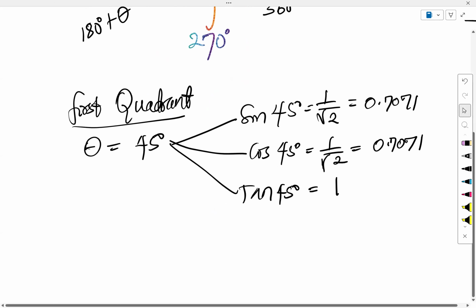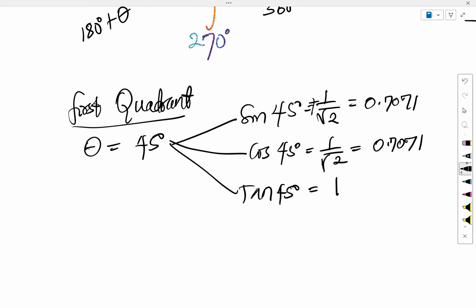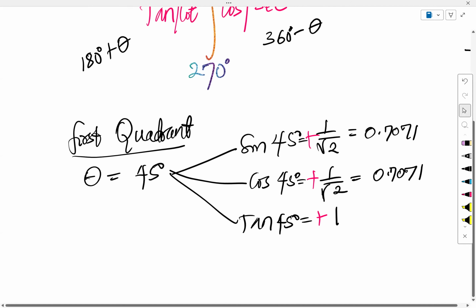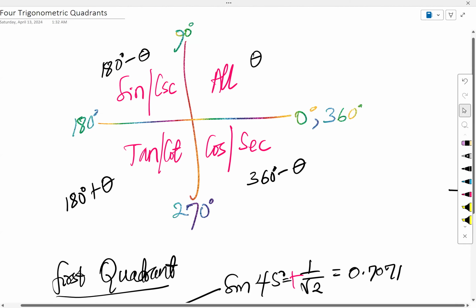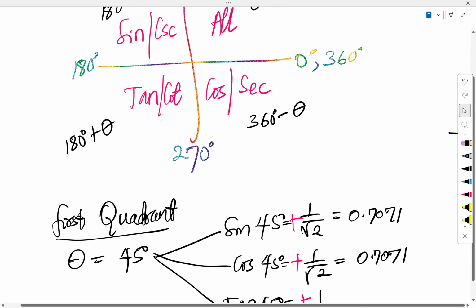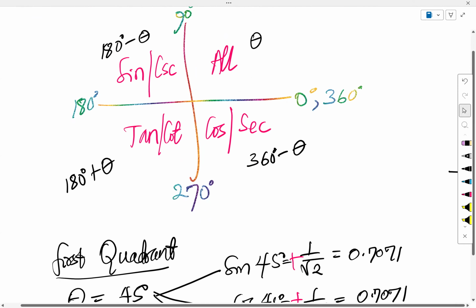And all of these are positive. I think it's important to emphasize that positivity, because in the first quadrant, all the trig ratios are positive. That's the emphasis we want to place on that. Everything is positive. So that's the first quadrant. Now, what we are saying is that if we get into the second quadrant, what is going to correspond to 45 degrees is going to be 180 minus 45.